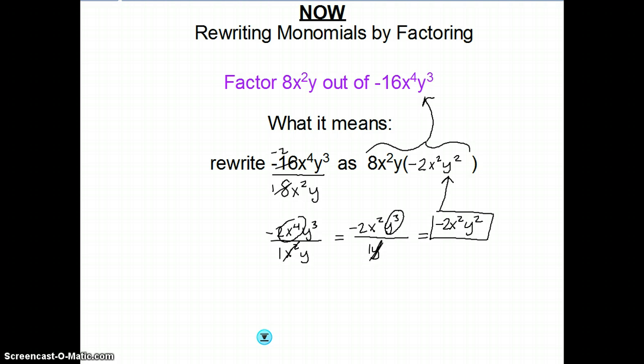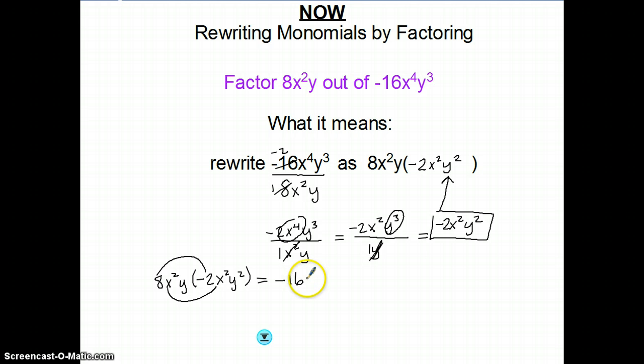Let's test it out real quick just to make sure that we didn't make any mistakes. So I've got 8 x to the 2nd y times negative 2 x to the 2nd y to the 2nd. 8 times negative 2 multiplies to a negative 16. X times x. When I'm multiplying, I add the exponents, and I'll get an x to the 4th power. Multiplying my y's, I add the exponents, and I get y to the 3rd power, which is our original term, so we factored correctly.